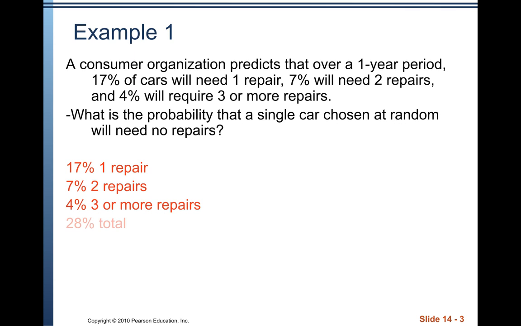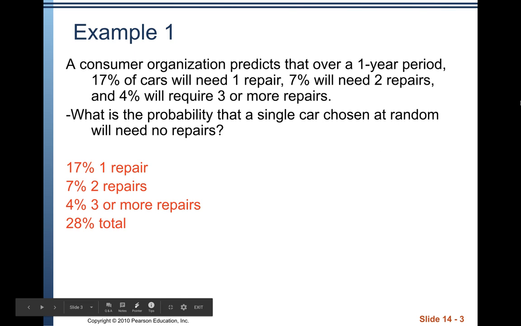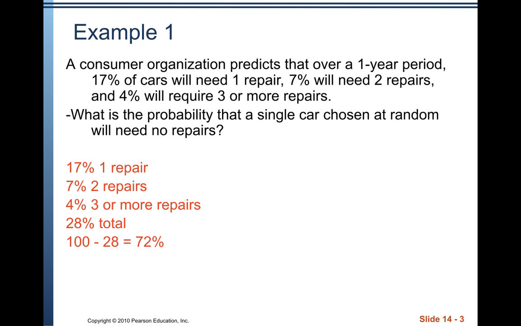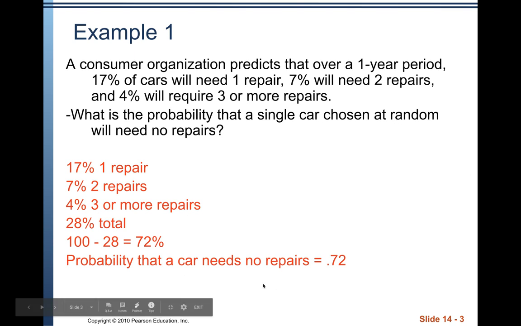If I add all that together, that's 28% total. So 28% need 1 or more repairs. How am I going to find the percent that need no repairs? I'm simply going to subtract 28 from 100, and I get 72%. So 72% of cars, according to this example, need no repairs. So we would say that the probability that a car needs no repairs is 0.72 or 72%.